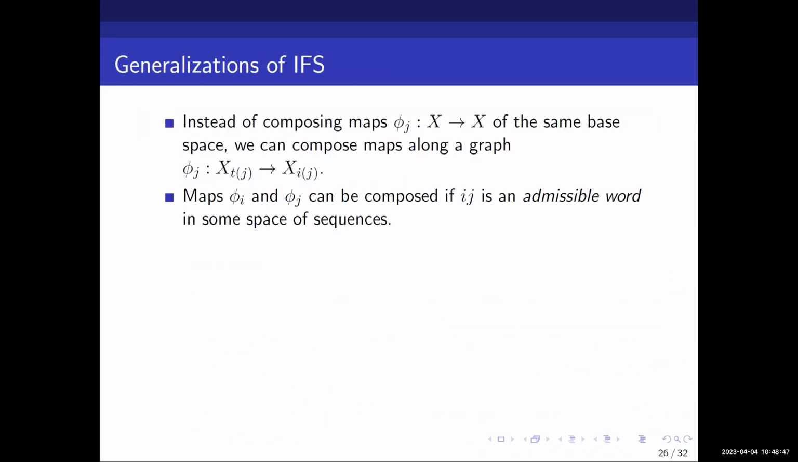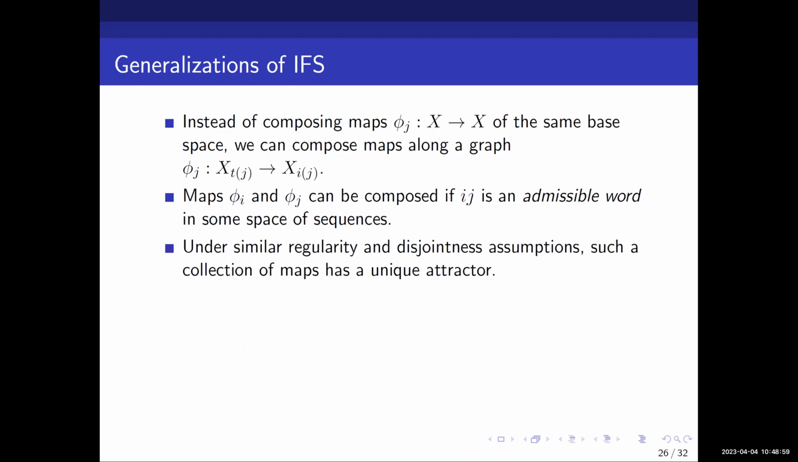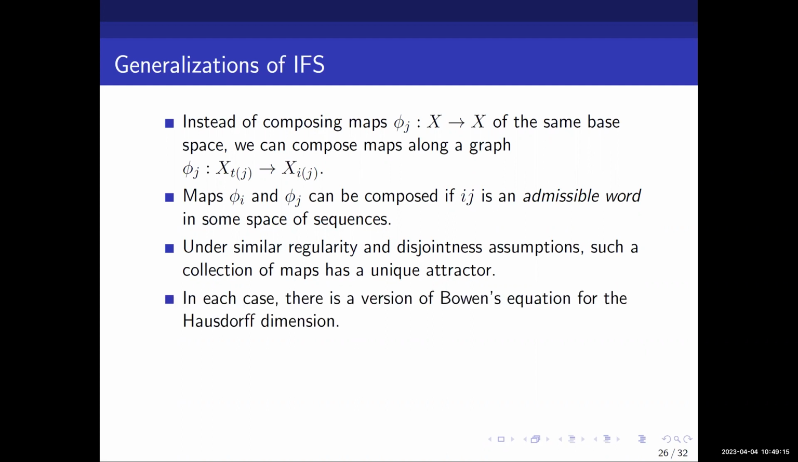So this is more conducive to coding dynamics where your orbits aren't always recurring. Sometimes they disappear or they go somewhere else. Now, if you have some care and write everything down, you still get an attractor of these sorts of systems. The attractor is still going to have some fractal structure, and you can try to find the dimension of it. And there's still a Bowen equation for these sorts of things.